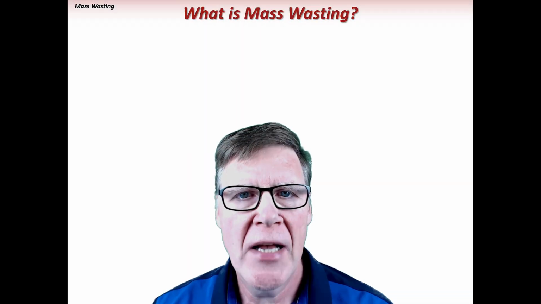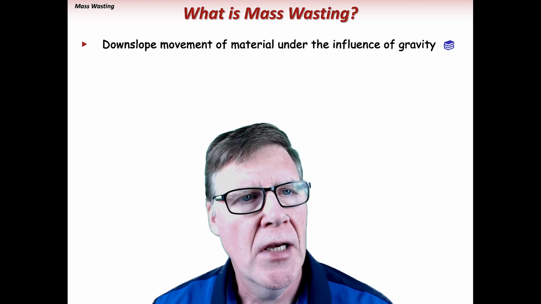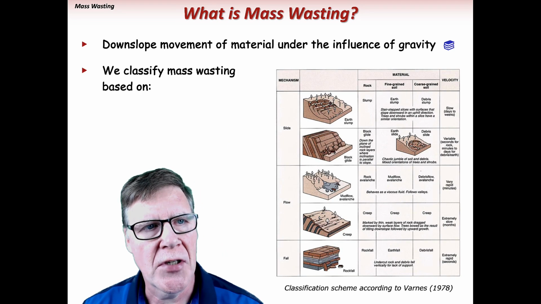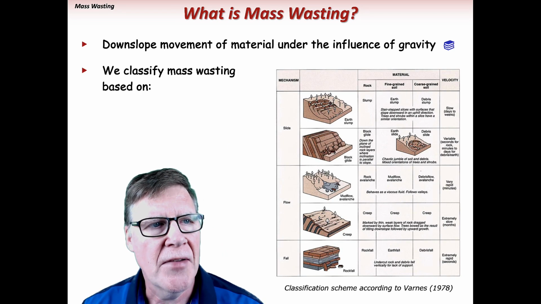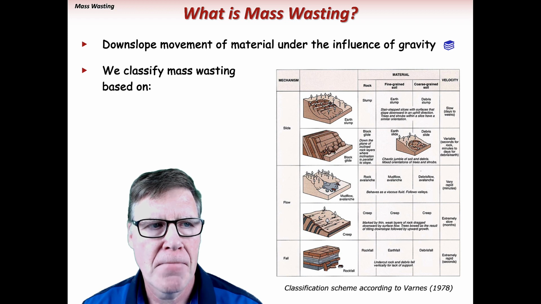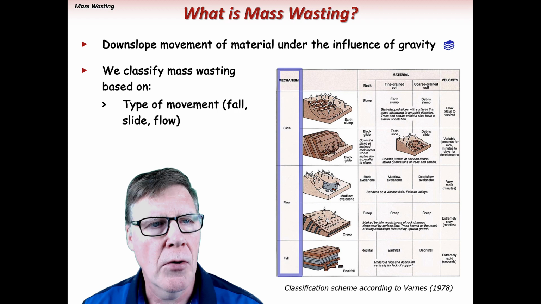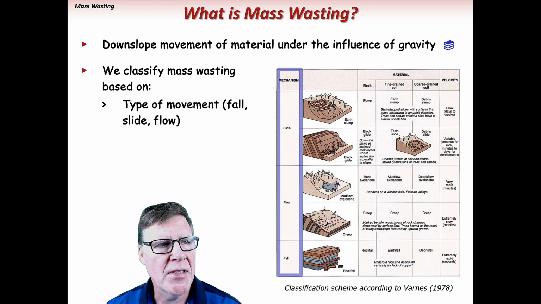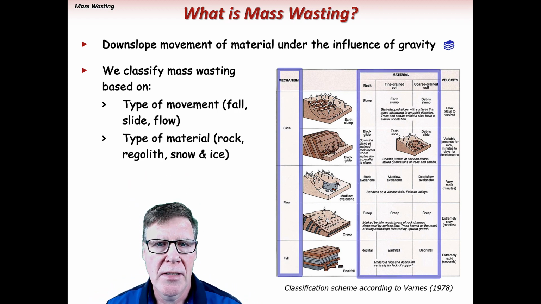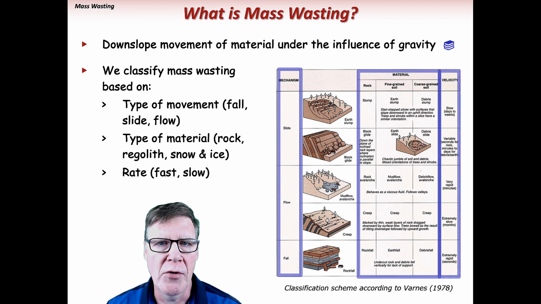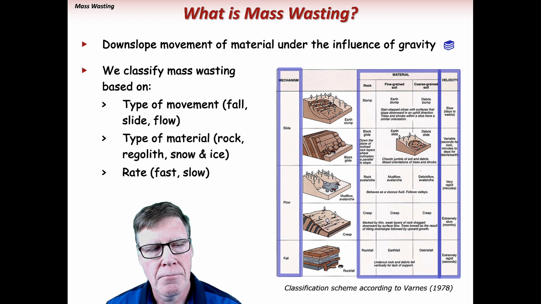Simply put, mass wasting is the downslope movement of material under the influence of gravity. The many ways in which this occurs are classified based on a few important characteristics. First is the type of movement, whether it's falling, flowing, or sliding. Then there's the type of material that is moving, including rock, soil, sediment, snow, ice, etc. Finally, the rate of movement can range from instantaneous to imperceptible.